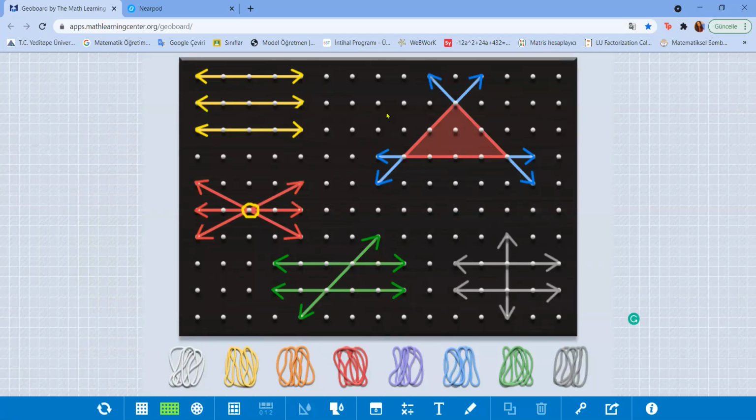Hi everyone, today I will talk to you about the 7th grade subject, lines and angles. First of all, with the help of the geometry board, I will show you that three lines on the same plane can be in 5 different states.